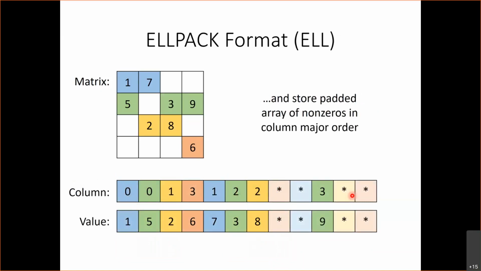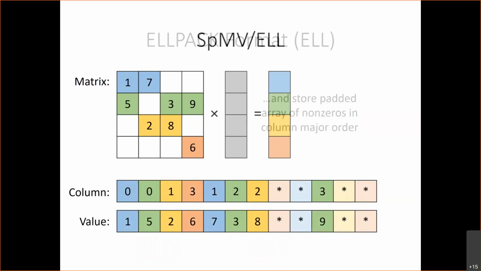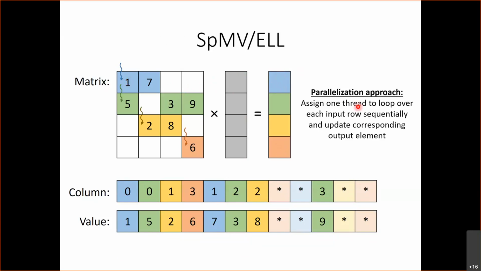Okay, so now let's say we want to implement SPMV using this ELL format. Let's say we want to take this matrix and multiply it by an input vector to get a corresponding output vector. How can we parallelize this? Well, we're going to use the same approach that we used with CSR. We're going to assign a thread to every row and its corresponding output element. That thread is going to go through the non-zeros of that row and compute the output element. So we assign one thread to loop over each input row sequentially and update the corresponding output element.